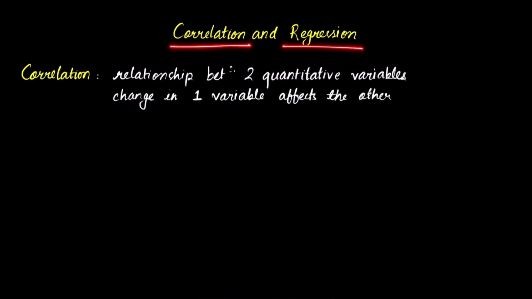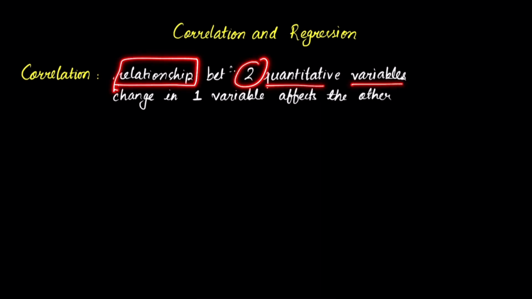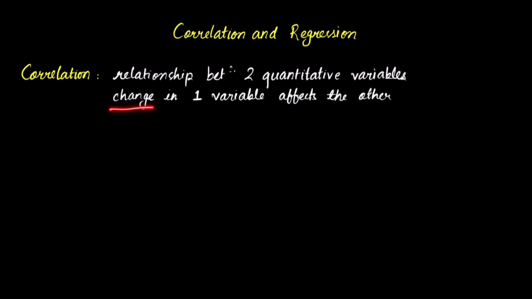Correlation and regression is the topic for this particular video. First, we have correlation. What is correlation? Correlation is the relationship between two quantitative variables such that change in one of those variables affects the other variable.